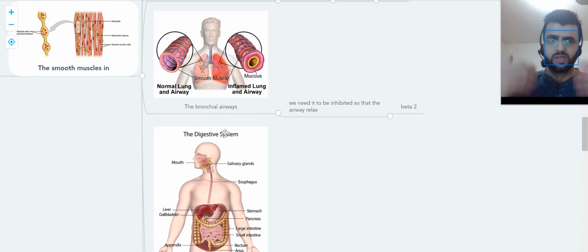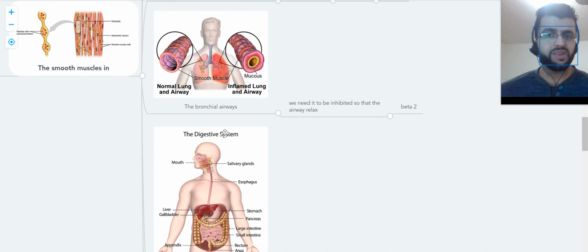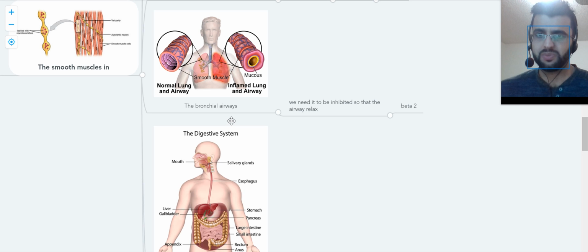The airways, as I said, are very important at this moment. I need to have my airways dilated so that I get more oxygen to my body, so I get more energy. So the airways relaxed, which means beta 2. And good to know that when people have asthma, we give them albuterol, which is a beta 2 agonist that dilates the bronchioles. Okay, so it mimics the sympathetic response.